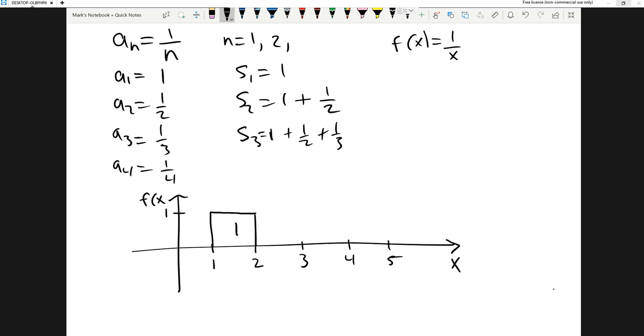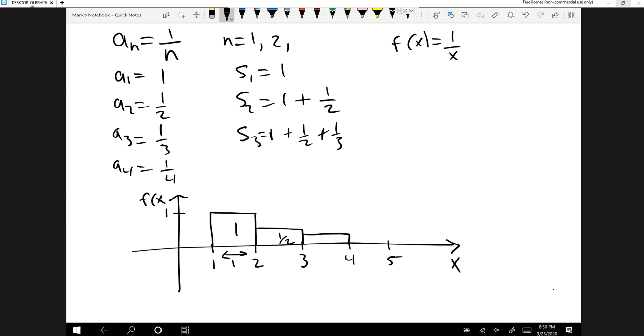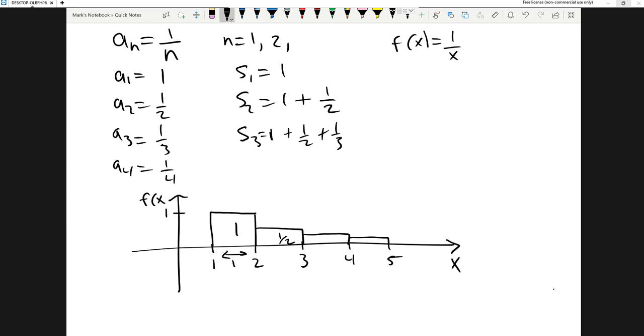And for the next rectangle, starting at x equals 2, I'm going to draw a rectangle with area 1/2. Again, I'm going to keep the width at 1. So this distance right here is 1. But the height now is going to be 1/2. And I could continue the process. I won't label all of them. The next one will have a height of 1/3. The next one after that will have a height of 1/4, and then 1/5, and so on.